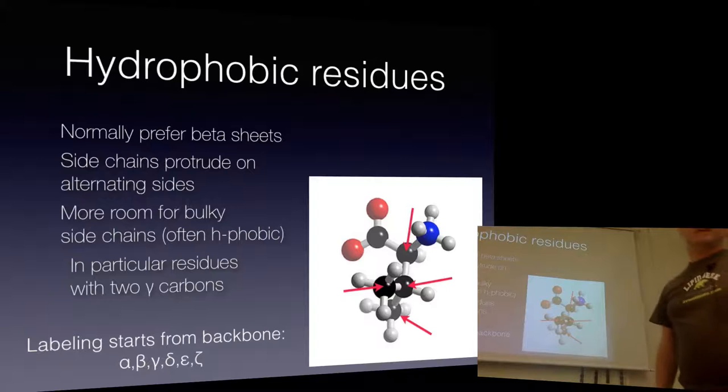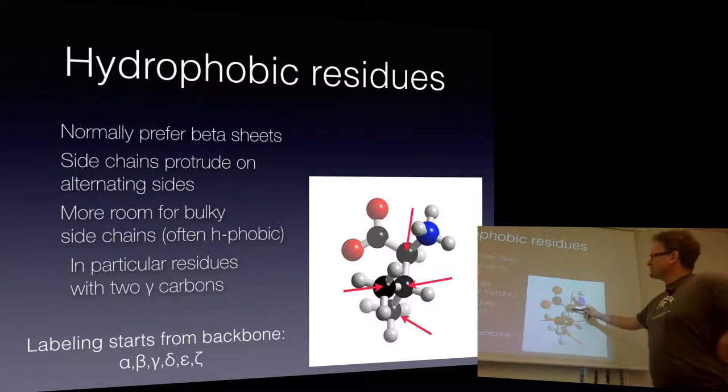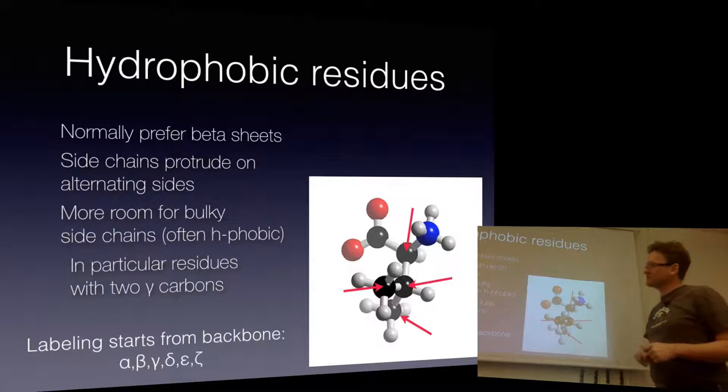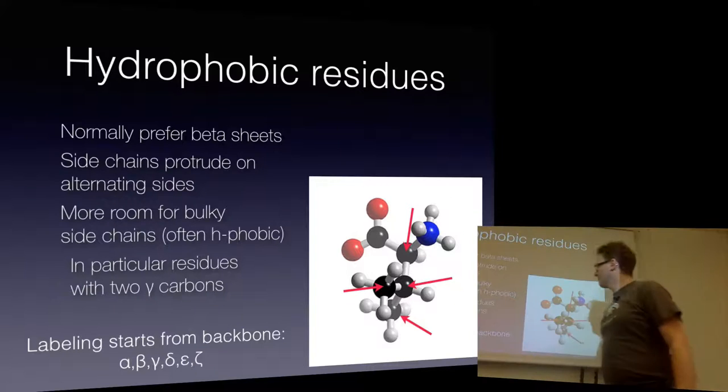And then we have all these hydrophobic residues. I'm not going to go through them in detail, but there is a bit of nomenclature here that you might find out in your career. That first carbon is called the alpha carbon in the amino acid. And then as we go out the side chain, we start enumerating this with Greek letters. Alpha, beta, gamma, delta, epsilon, zeta.